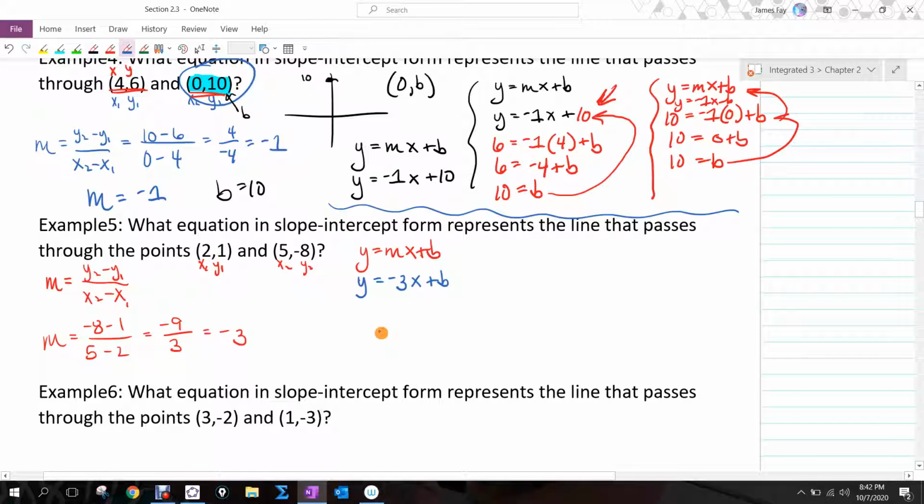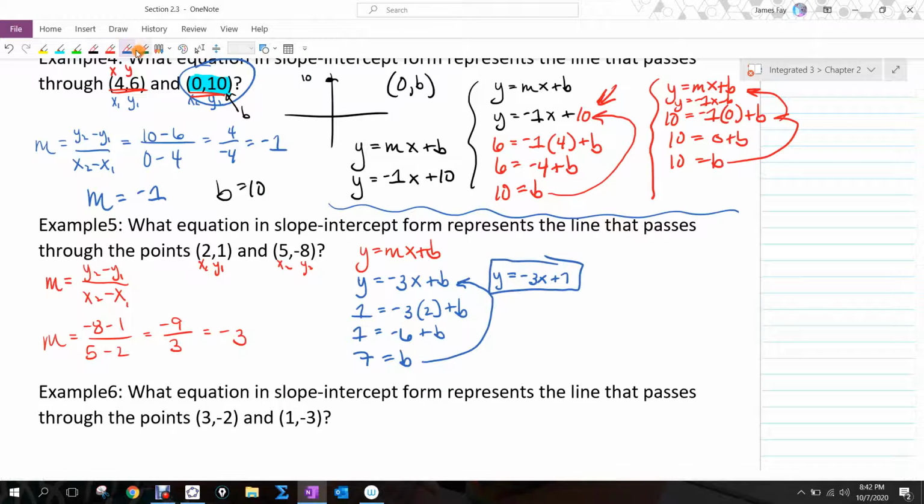Now, using one of these points, I'm going to plug in y to be 1. I have -3 times 2 plus b. That's 1 equals -6 plus b. I'll add 6 to both sides, so 7 is equal to b. So I'll come back up here, plug that in. I should get the equation y equals -3x plus 7.